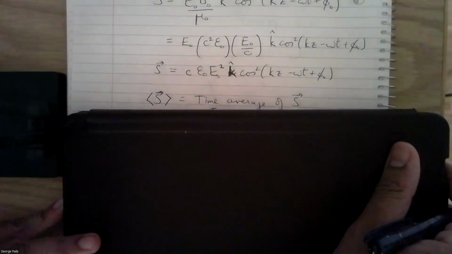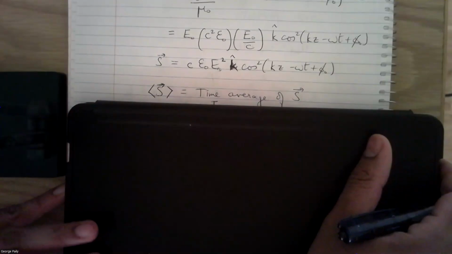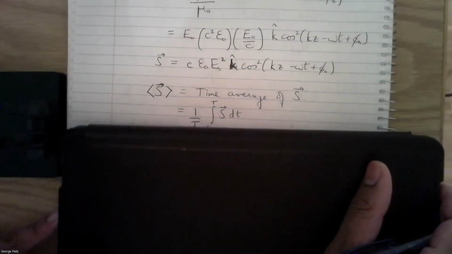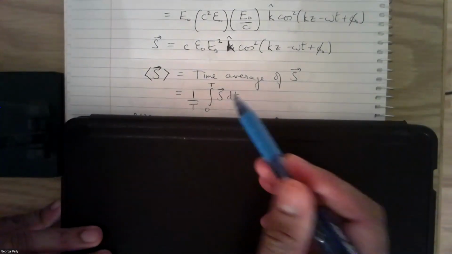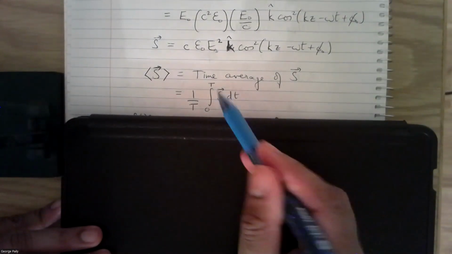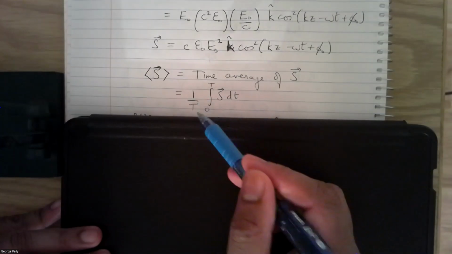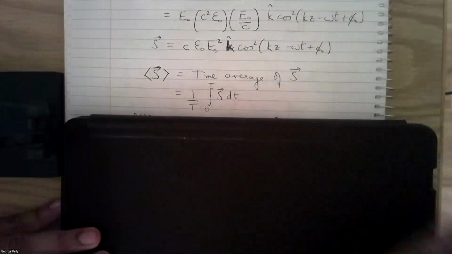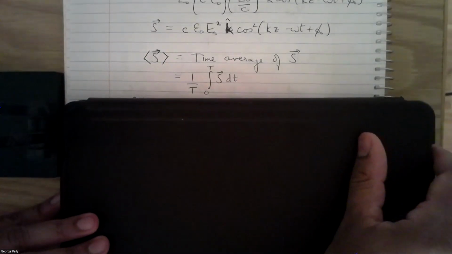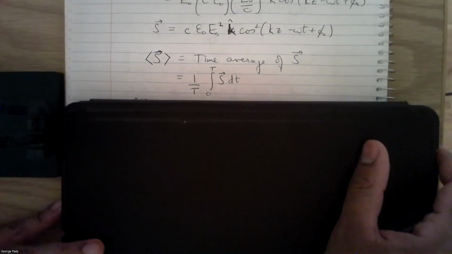All right. Now, it turns out that we will often be interested in the time average of the Poynting vector. What do we mean by time average? Well, we take the Poynting vector, integrate it over one time period, integrate with respect to time, and then divide by the length of that time period. What is the effect of this operation? Well, it doesn't have to be the Poynting vector. You can talk about the time average of any time-dependent function.